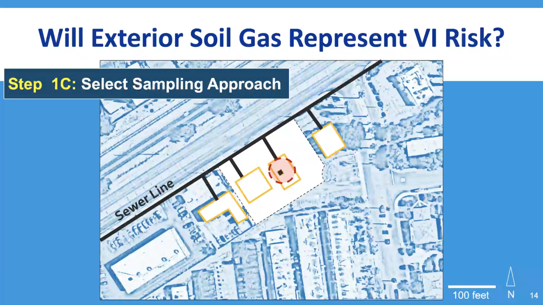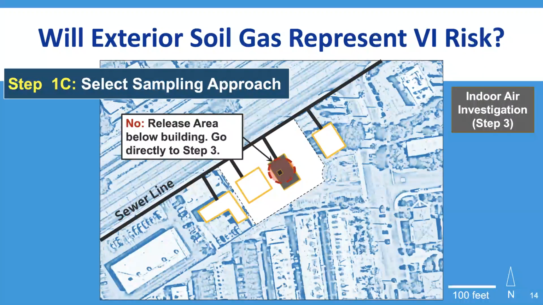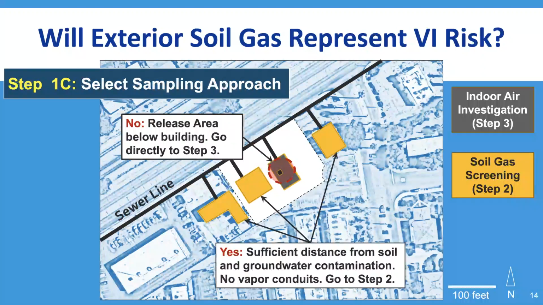Now we can finally select the appropriate sampling approach for each of the 4 buildings we are initially screening for VI risk. At the former dry cleaner, exterior soil gas will not be representative of the VI risk since the release area is directly below the building. Therefore, we will skip directly to Step 3 and conduct an indoor air investigation at this building. However, exterior soil gas will be representative of the VI risk at the other 3 buildings, since there is sufficient distance between these buildings and the suspected soil and groundwater contamination, and no vapor conduits appear to connect these buildings to contamination. Therefore, we will use soil gas sampling, as described in Step 2, to screen these buildings for VI risk.